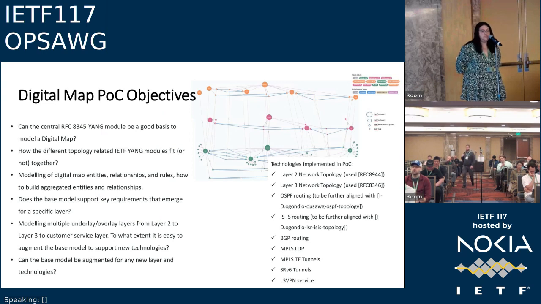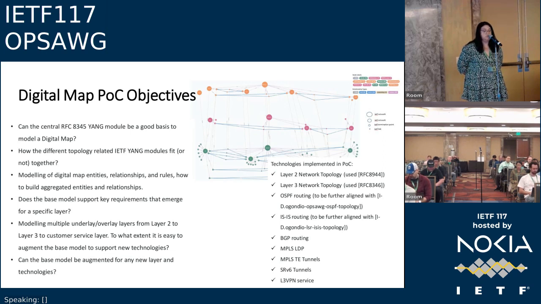So some of the main objectives of this work, and the POC itself is just a methodology to evaluate the IETF network topology model for the digital map. One of the main objectives was whether the YANG modules could be a good basis to model a digital map, and then also how the different topology modules fit together. That's a very important thing. We started with some and we will continue to work with the others. We model digital map entities, relationship rules, and some aggregated entities and relationships.